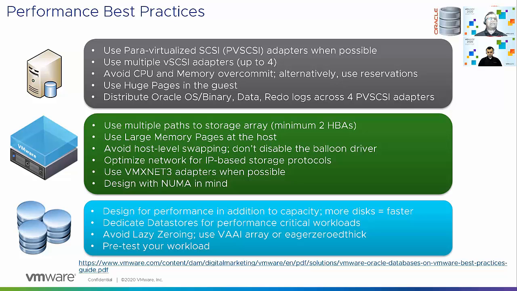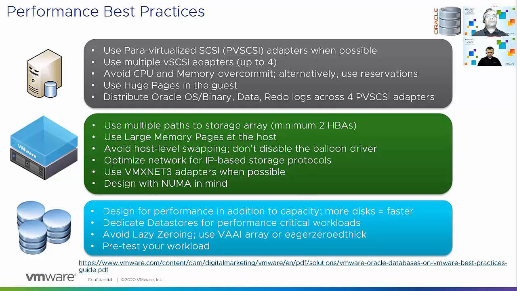The other thing that comes to my mind is use VMXNET3 adapters where possible. The use case here, for example, is Oracle RAC private interconnect, right? That's what we recommend as part of our best practices. NUMA, designing with NUMA is very important. And if you look at the last bullet point here, which is very critical, essentially, make sure that you test your workloads when you are incorporating all of these recommendations. And the link at the bottom of the slide is a link to the Oracle Databases on VMware best practices guide. So please do have a look at that.